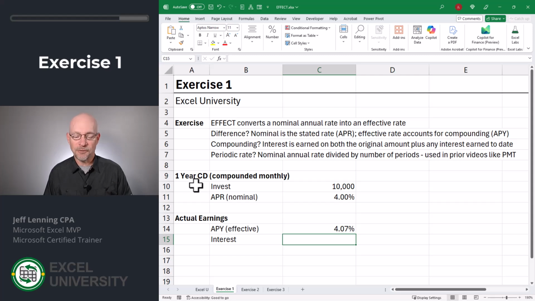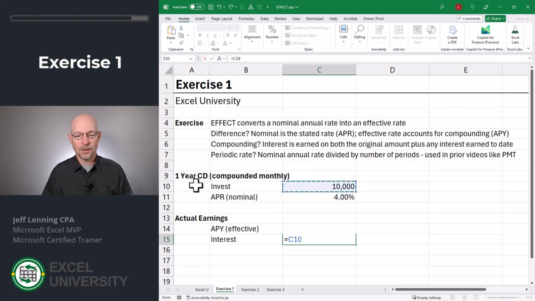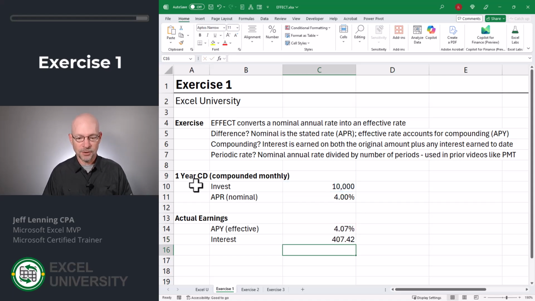As we can see, the effective annual rate is actually 4.07%. That's because interest is being earned on previous interest. To calculate the total interest that we'll earn over the year, we simply go equals our investment amount times the APY in C14, enter. And we can see that with compounded interest, we expect to earn 407.42.